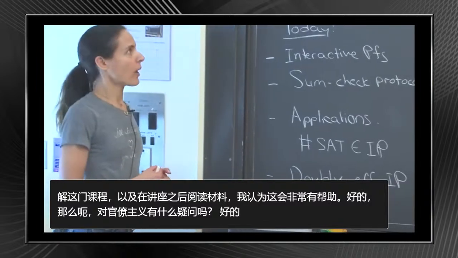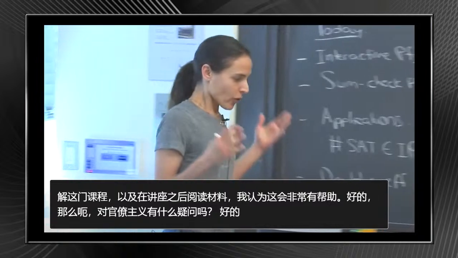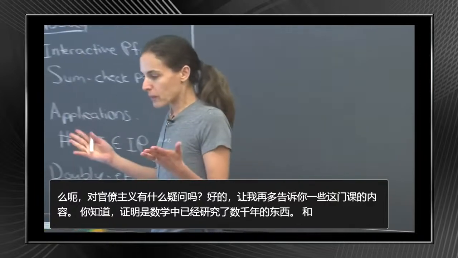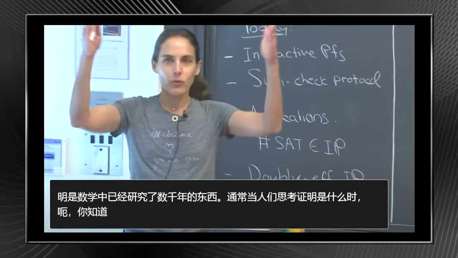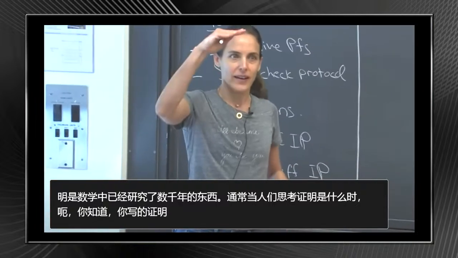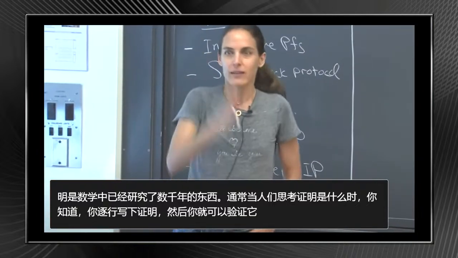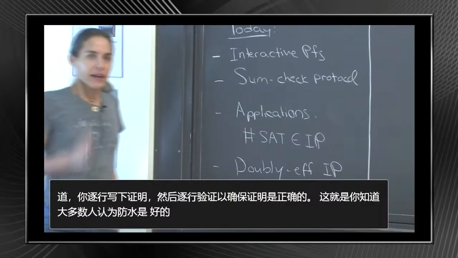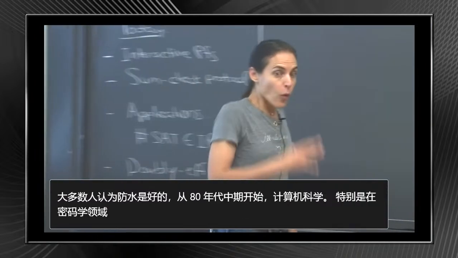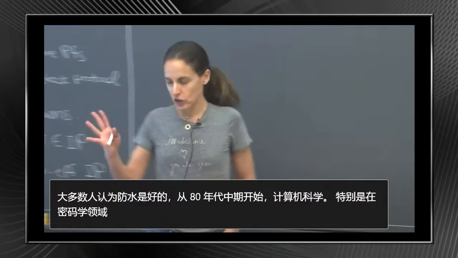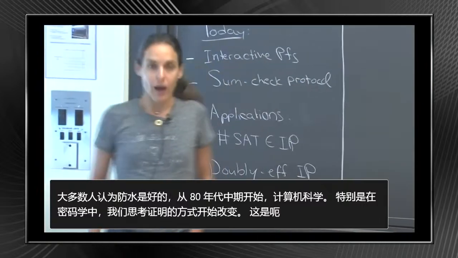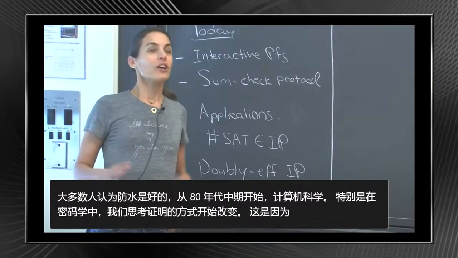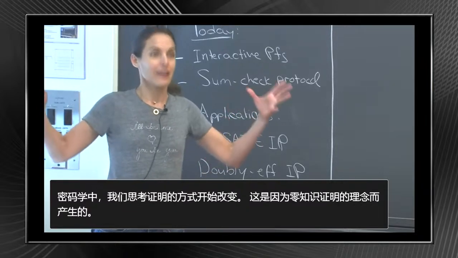Okay, so let me tell you a little bit more about what the class is actually about. Proofs is something that has been studied in mathematics for thousands of years. And usually when people think about what a proof is, you write it line by line, and you can verify it line by line to make sure the proof is correct. That's how most people think of what a proof is. Starting from the mid-80s, in computer science, in particular in cryptography, the way we thought about proofs started changing. This came about because of the idea of zero-knowledge proofs. There was a hope to construct proofs that reveal no information about why the claim is true.